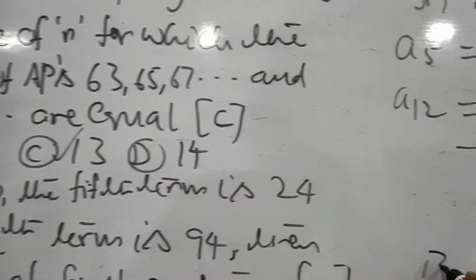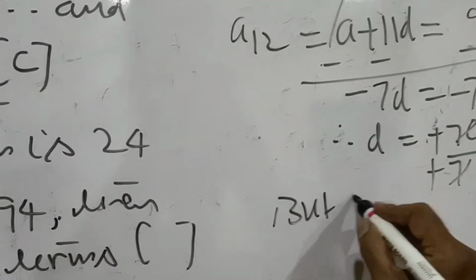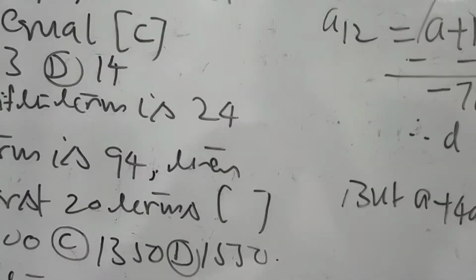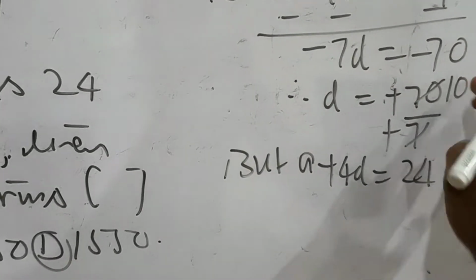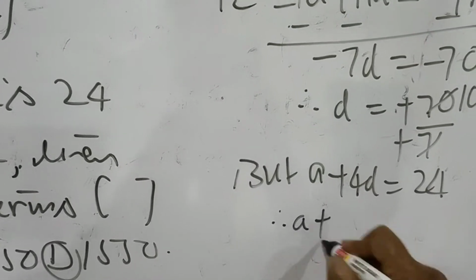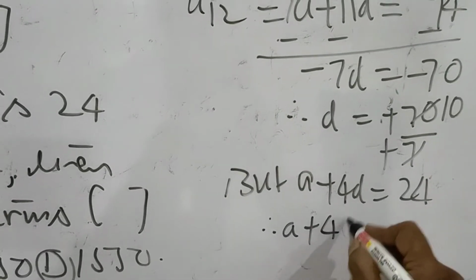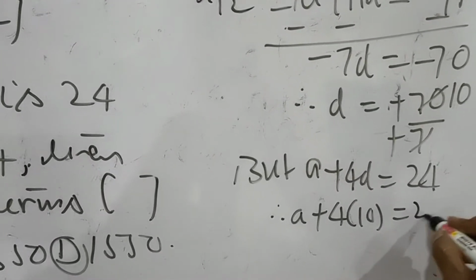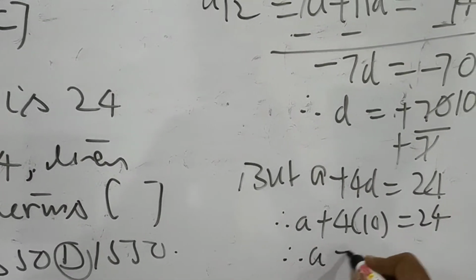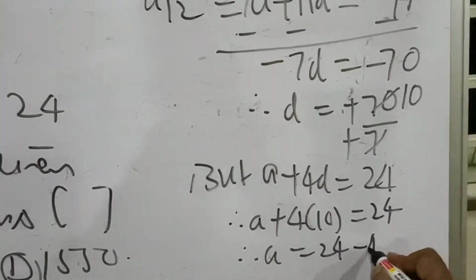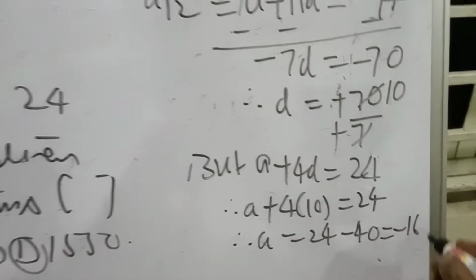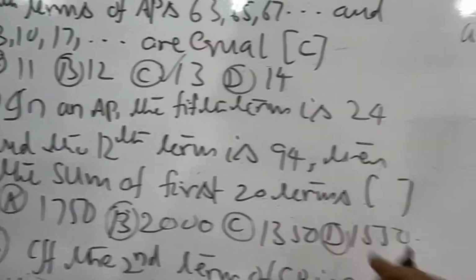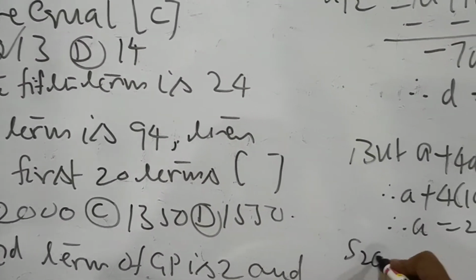If we take this value of d in any one of these equations, a plus 4d is equal to 24. Therefore, a plus 4 into 10 is equal to 24. a plus 40 is equal to 24. a is equal to 24 minus 40, that is equal to minus 16. So what is the question asked here?